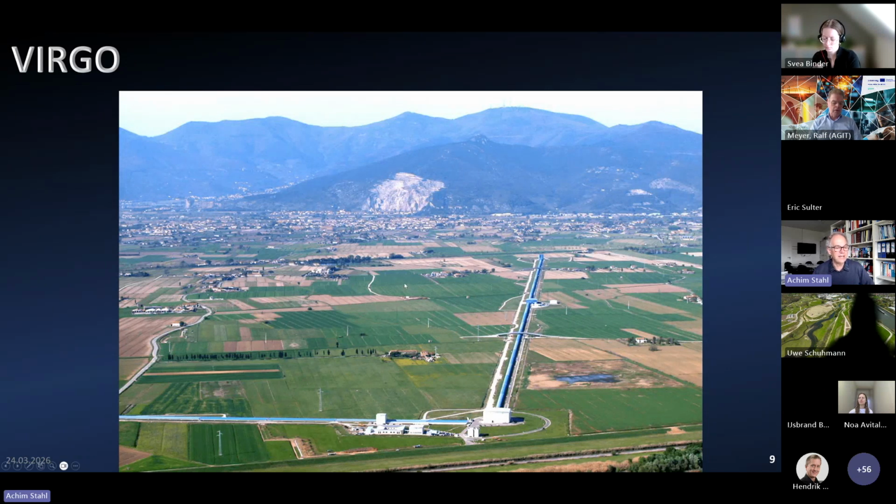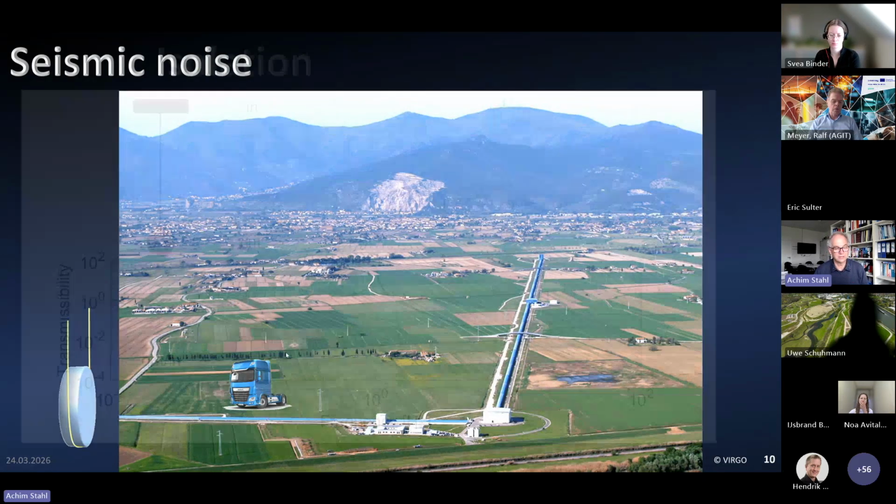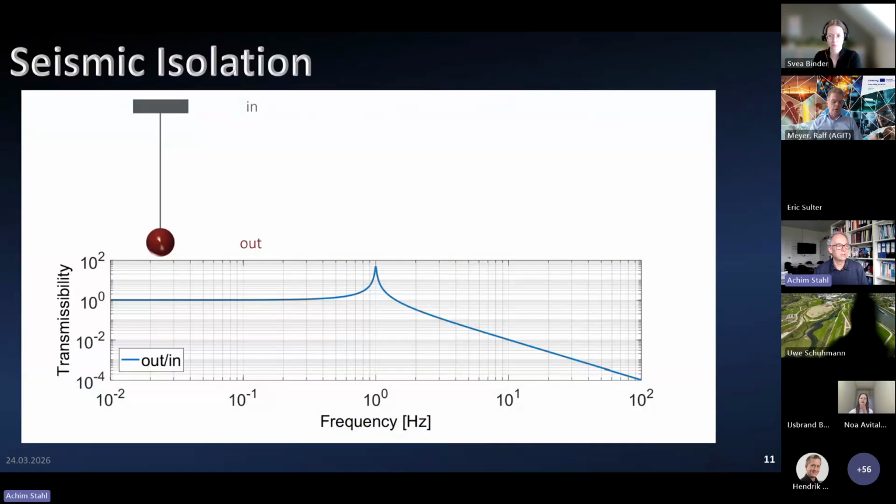Now the question is, what happens if, for example, we have a mirror at the end of the arm, and a truck comes along and shakes the ground, and with the shaking, also the mirror will shake. And this is one example that I thought I would tell you about the technology. What is going to happen?